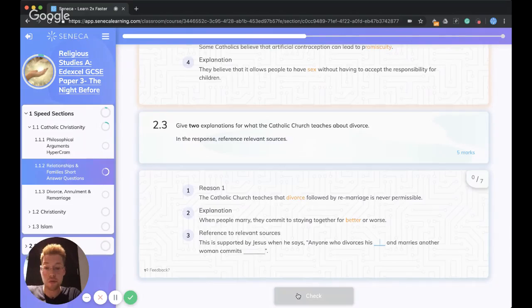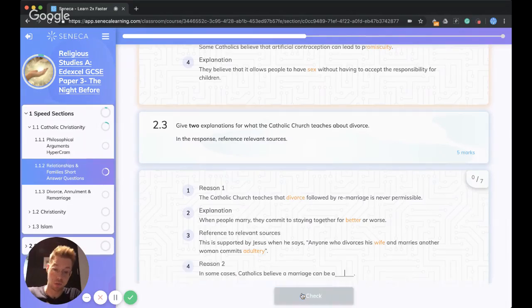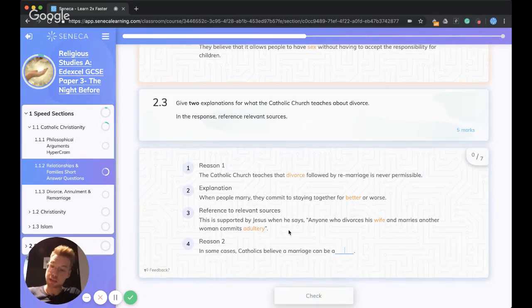Now, let's refer to a relevant source. This is supported by Jesus when he says, anyone who divorces his wife and marries another woman commits adultery. So again, that's an example of a source. That's a quotation from a famous figure in the religion or a famous text, okay?